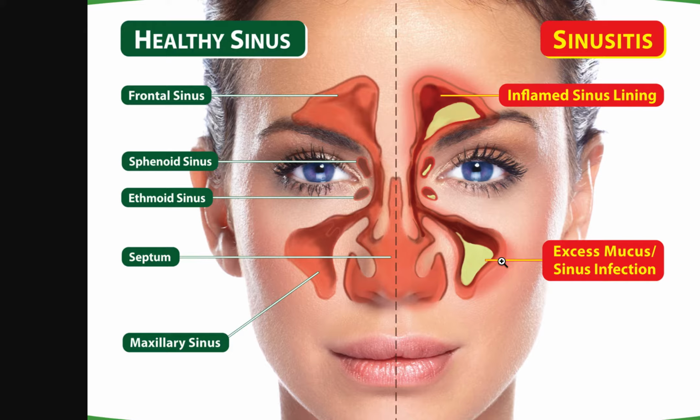Tendinitis means you have swollen tendons. Bronchitis means you have swollen bronchial glands. So really the word itis just means it's swollen or inflamed.